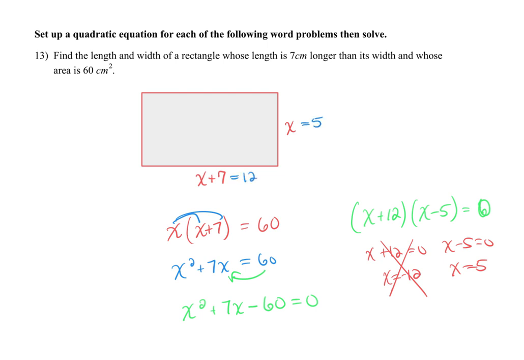If it's a leading coefficient of 1, that's usually how it's going to work out. Those two factors are going to be your dimensions there. So 5 centimeters by 12 centimeters are my dimensions.